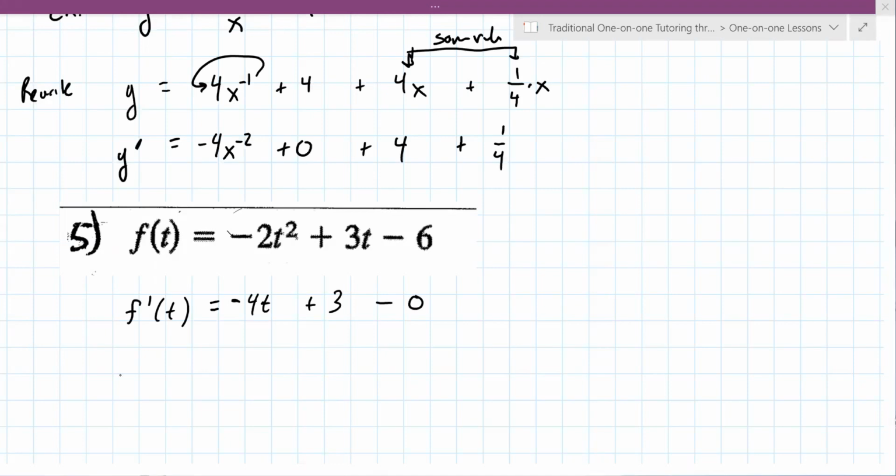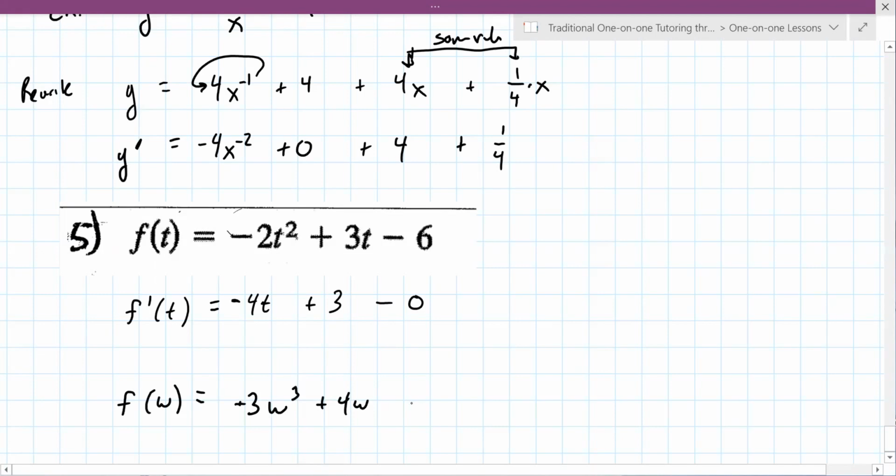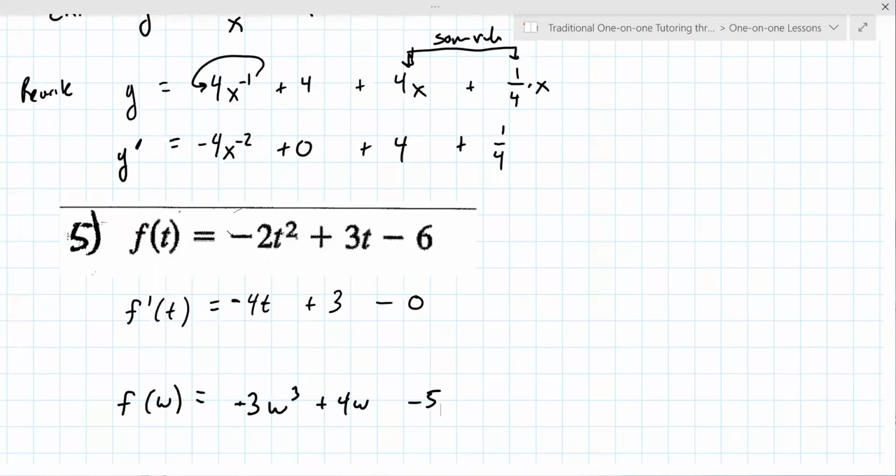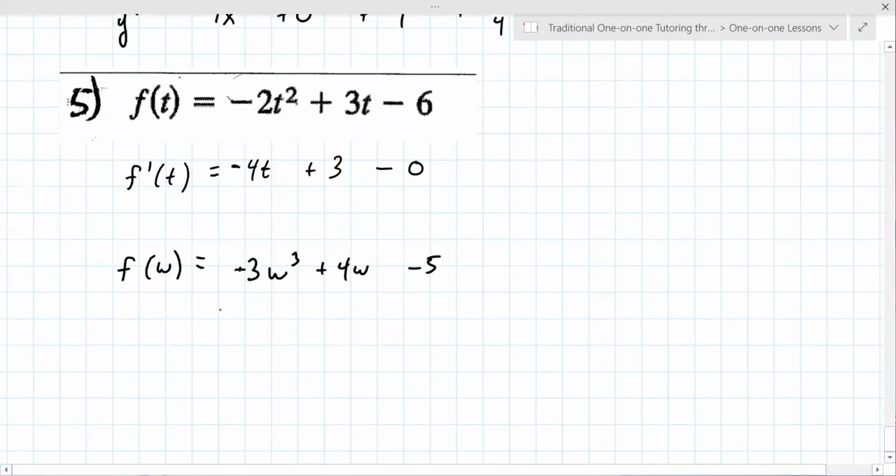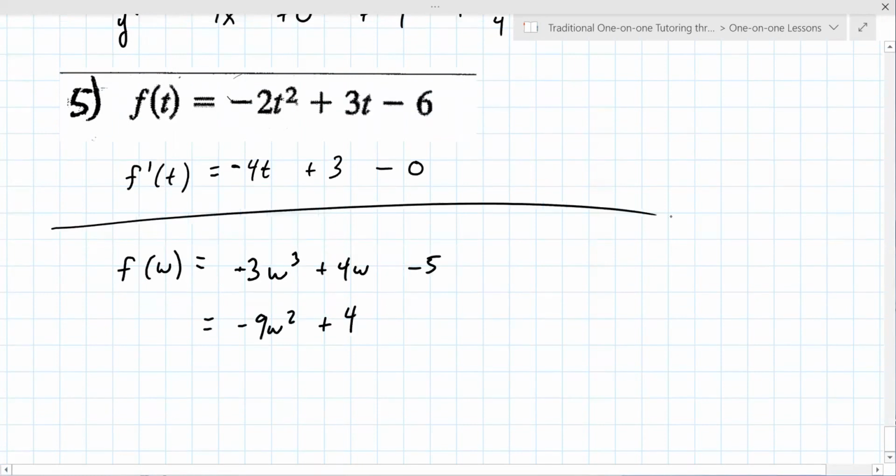Okay. So let me give you one. Let's say f of w equals minus 3w cubed plus 4w minus 5. Give me the derivative of that, please. So it's minus 9w to the power of 2, plus 4, minus 0. Very good. Okay, excellent. All right. So let's look at another one here.